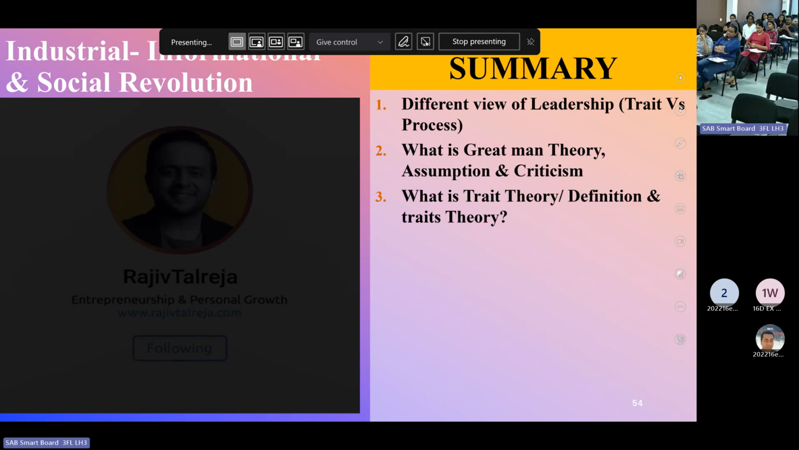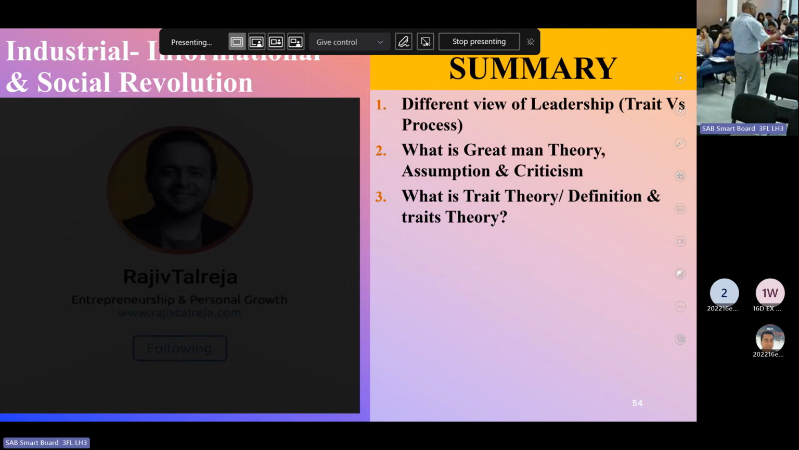What great man theory did we do? What are the assumptions of great man theory? No, leaders are born. That's the science check. Leaders are born, no? The first slide says, with the child, leaders are born. That is an innate quality. That was the assumption.